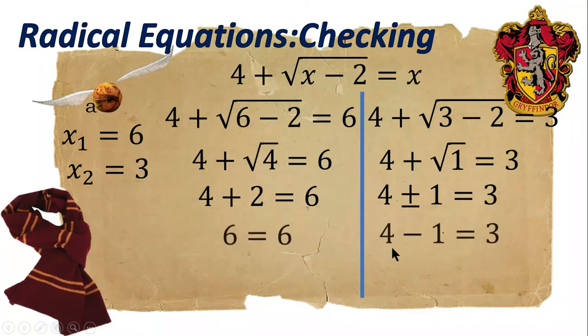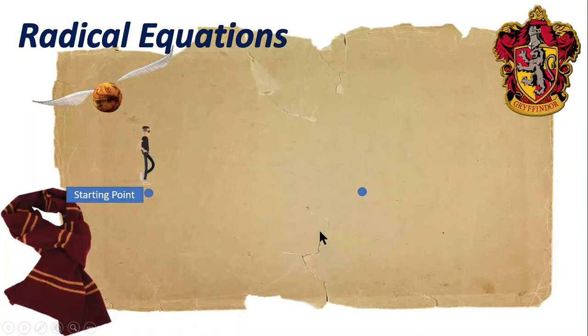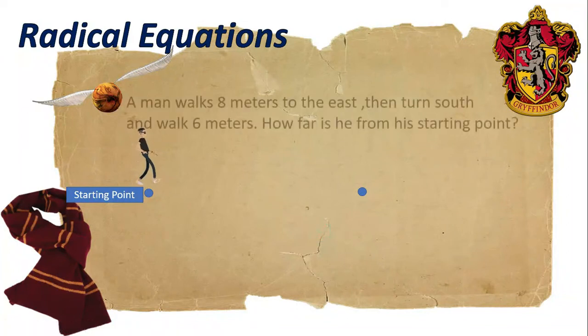Okay, so in this matter, we are going to get the negative 1. Okay, because 4 minus 1 is equal to 3, and then 4 plus 2 is equal to 6. So these are both correct. Okay, and that would suffice. Okay, let's have a word problem.